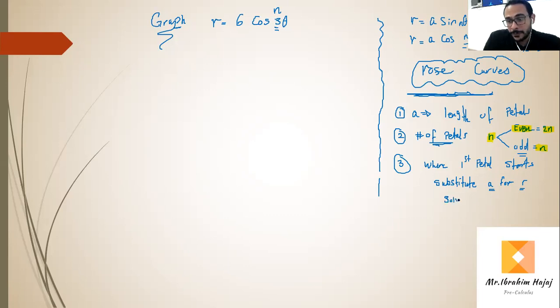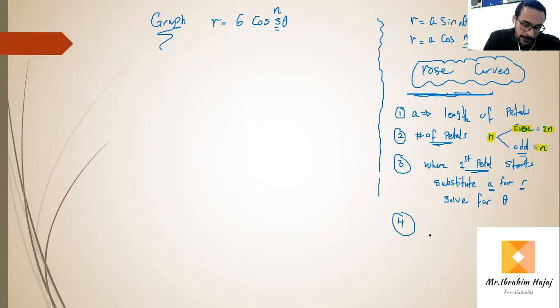To know where the first place of the first petal is. What is the first position? Where does our first petal start? And solve for theta. Replace A for R. For example, A here is 6. I'm going to write here 6 equals 6 cosine 3 theta. Okay? And solve for theta, to see where theta is.